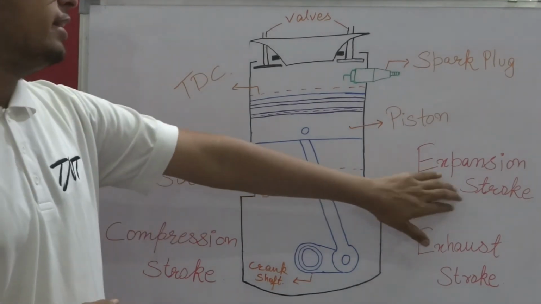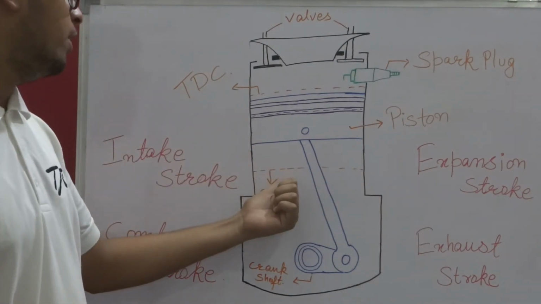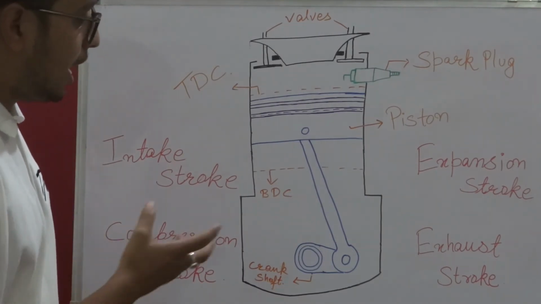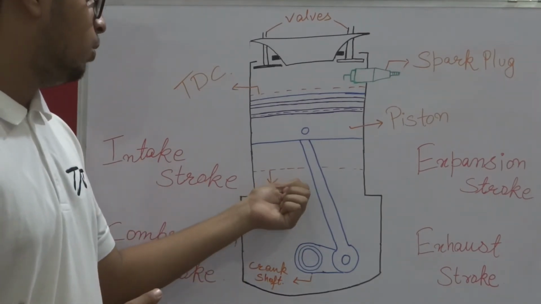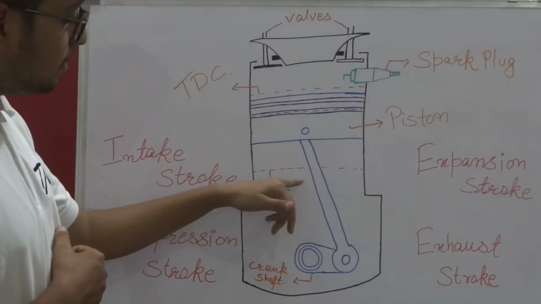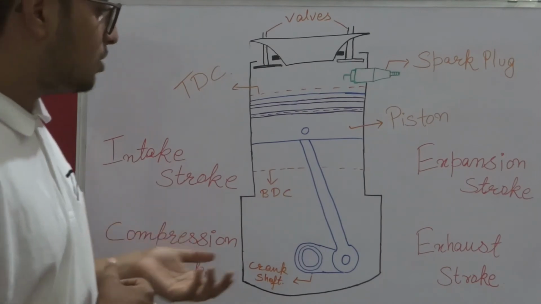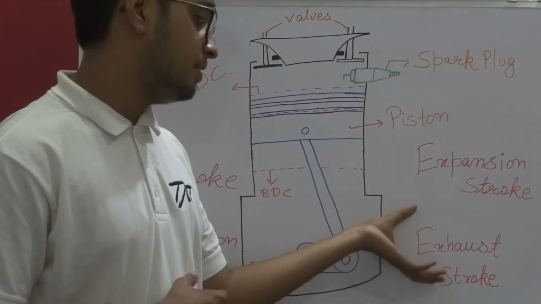In the expansion stroke, the piston moves all the way towards BDC with very high pressure, and in a very short time. And when the piston again reaches BDC, the expansion stroke ends. The last stroke that takes place is the exhaust stroke.